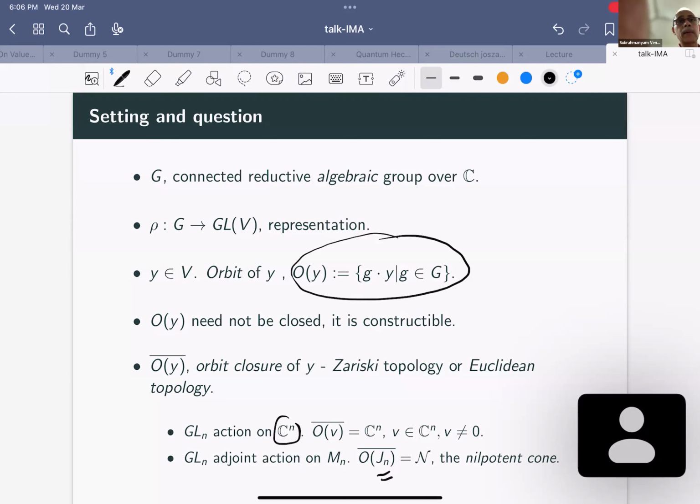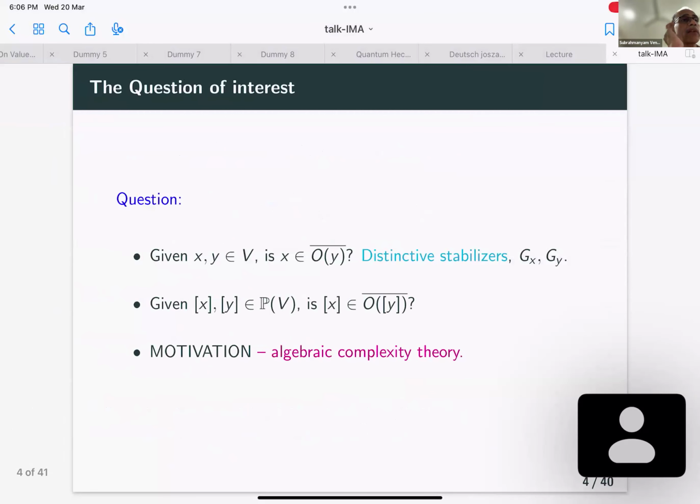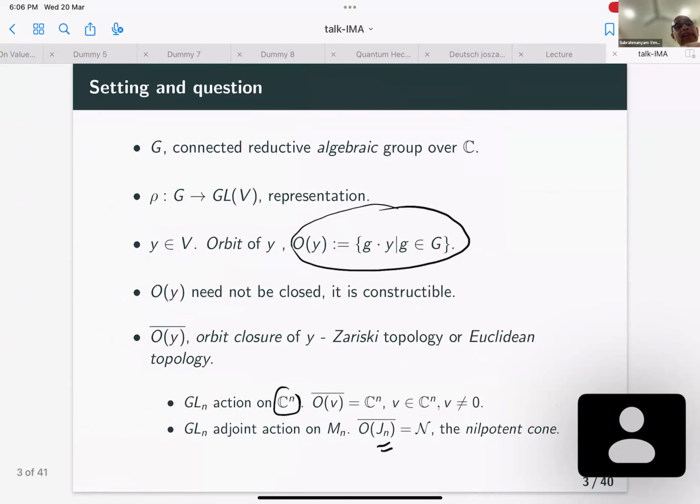So the question of interest for us is the following. I give you 2 points in this vector space V, and I ask you, is X in the orbit closure of Y? Again, orbit closure with respect to the G action that we have defined.